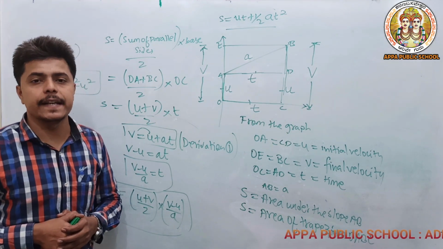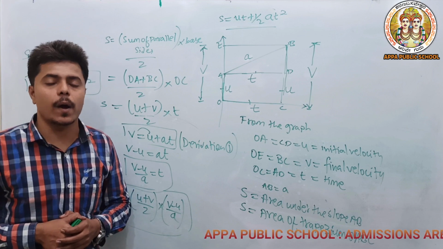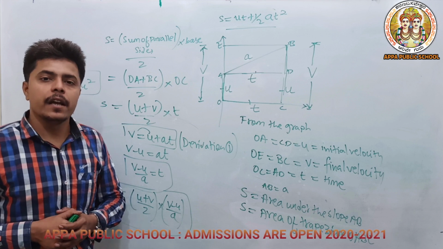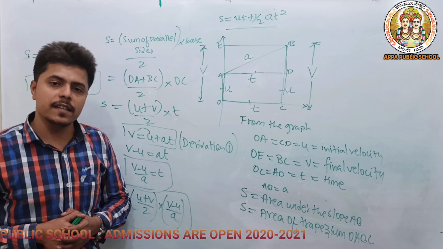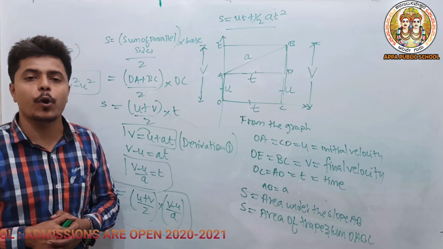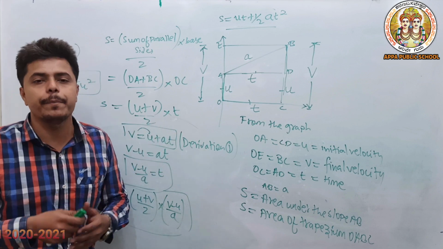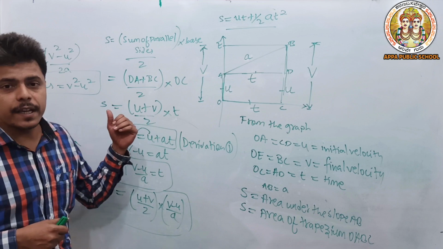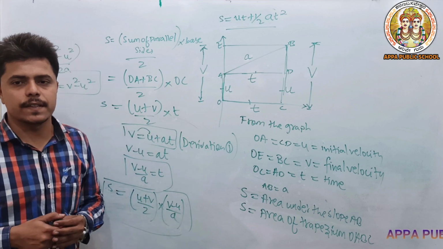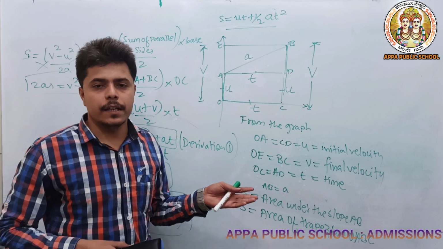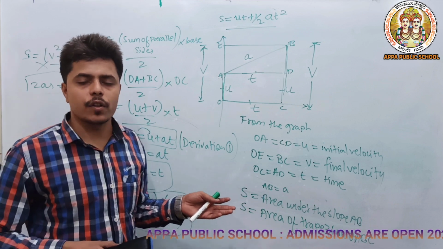v is equal to u plus at, s is equal to ut plus half at square, v square minus u square is equal to 2as. These are the three equations of motion we have derived, and all three are very important to solve problems. Based on these three equations of motion, we are going to solve many problems. So this is about the three derivations. Now we know the three derivations of the equations of motion.